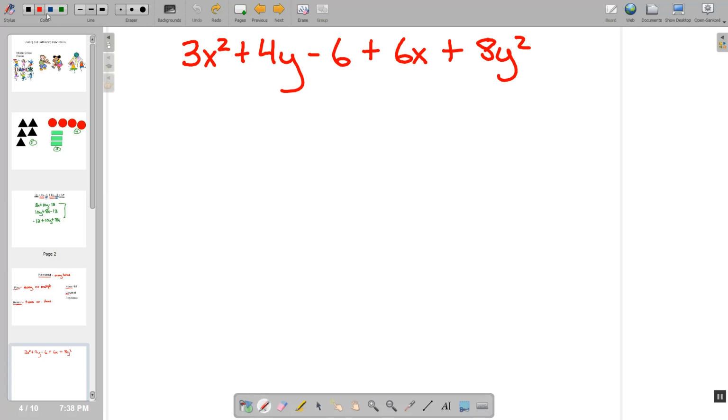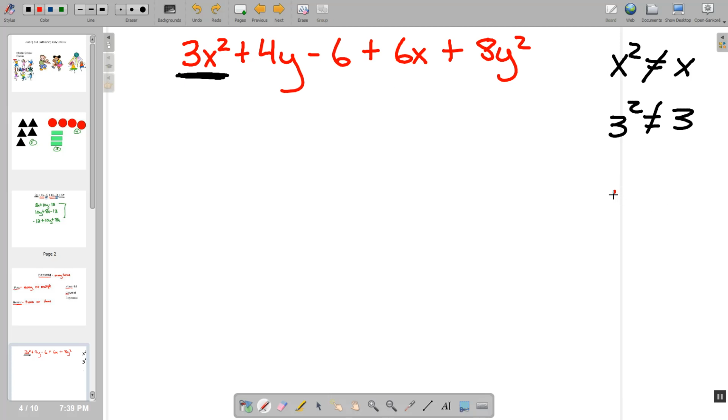And one of the first things I want to do is identify what can be combined with other things. And here's where it gets tricky. So I have 3x squareds. X squareds are not the same as x's because if I think of the number x as, let's say, 3, 3 squared is not the same as 3. Therefore, x squared and x's are not the same.